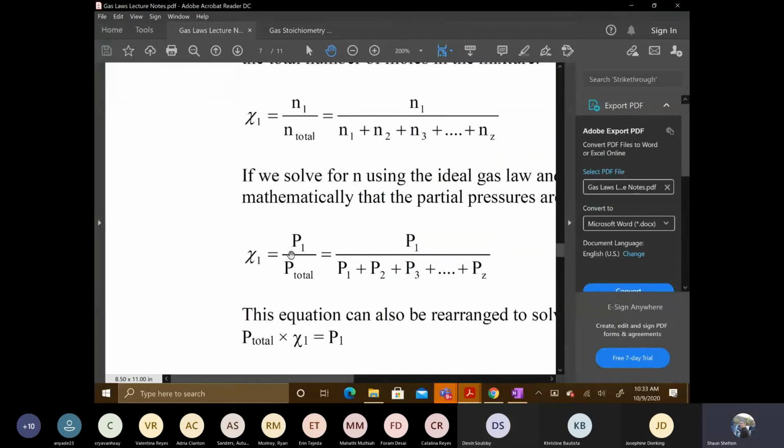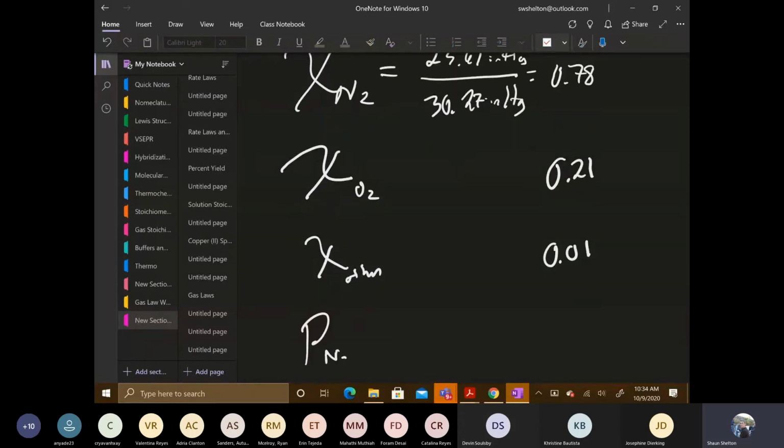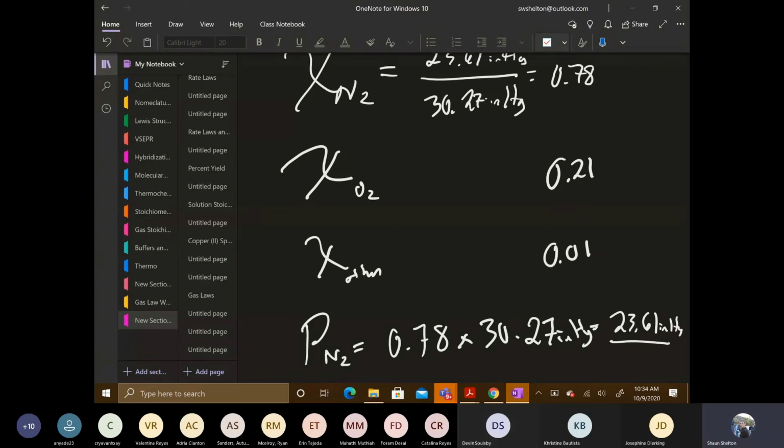Now I do want to point out this equation. You notice that you can use the partial pressures, which we just did, or if you're given moles, you can use the moles. This equation down here at the bottom, P total times the mole fraction of 1, where 1 is whatever gas you're studying, is equal to the partial pressure of that gas. We could do that with nitrogen again. If I know the total pressure is 30.27 and I want to figure out the pressure of nitrogen gas, I know the mole fraction is 0.78. I'm going to multiply that by 30.27, and 0.78 times 30.27 gives me 23.61 inches of mercury.